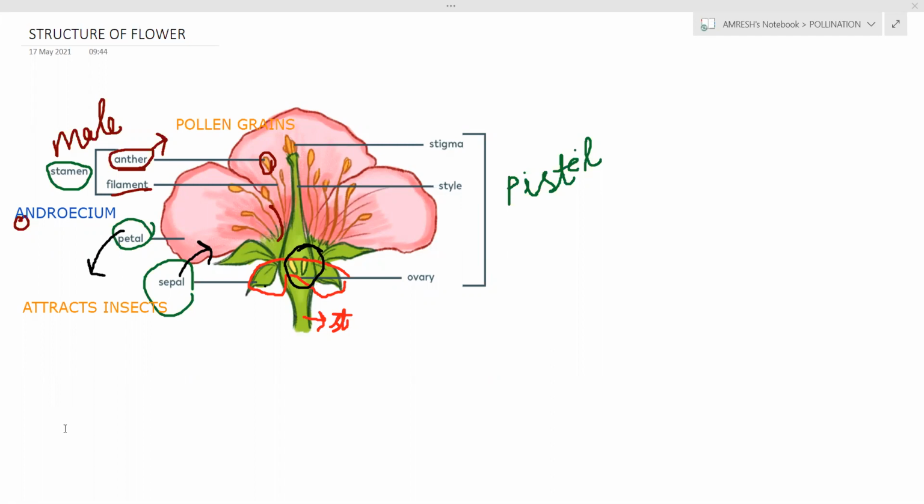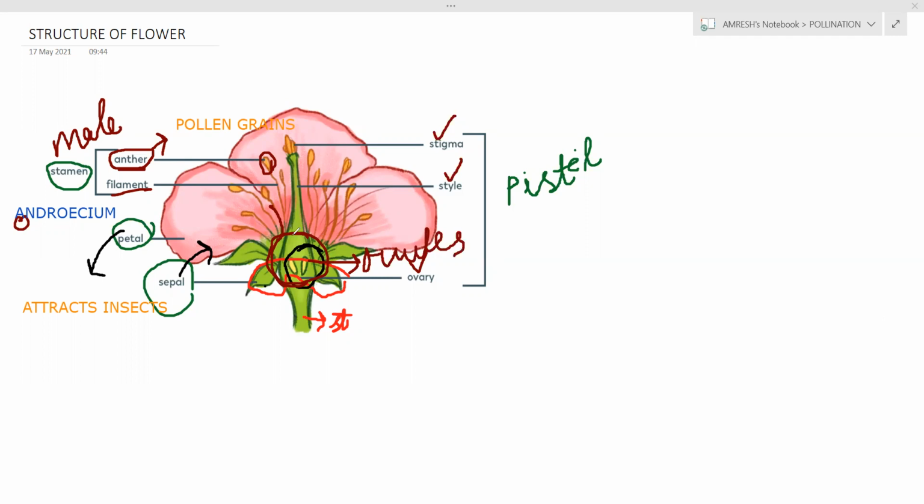The female part has three main structures: stigma, style, and ovary. This swollen base in the hibiscus rosa flower is called the ovary. And this ovary has small structures inside it, which are called ovules.